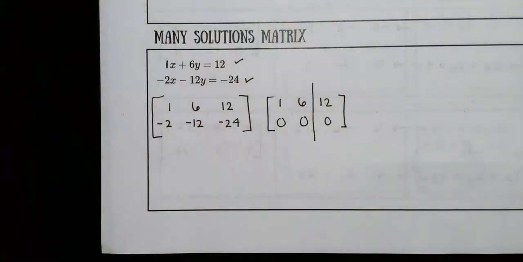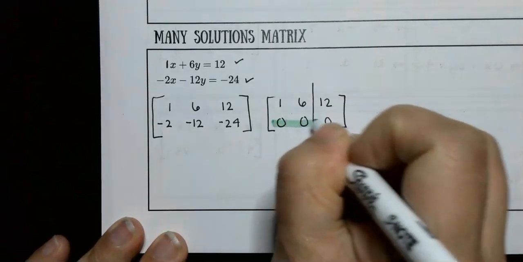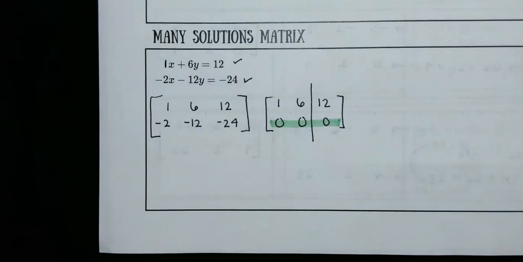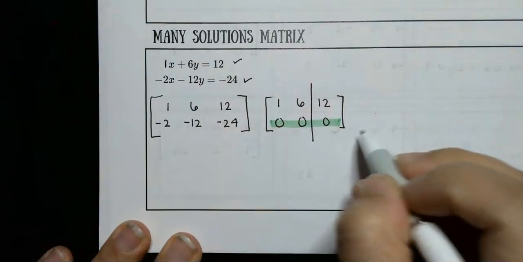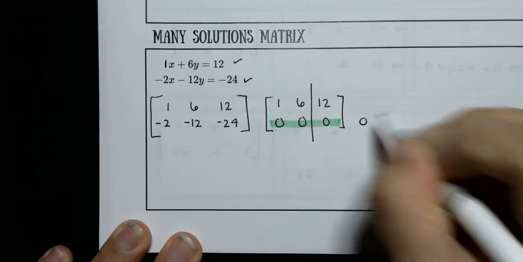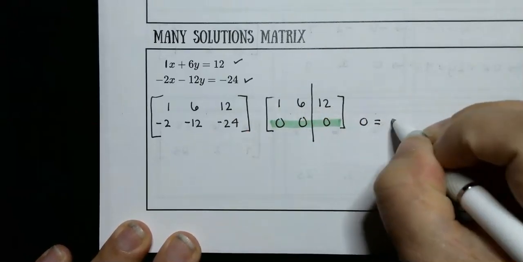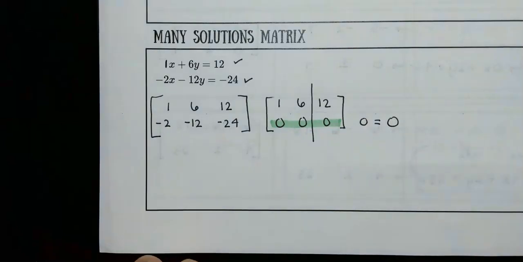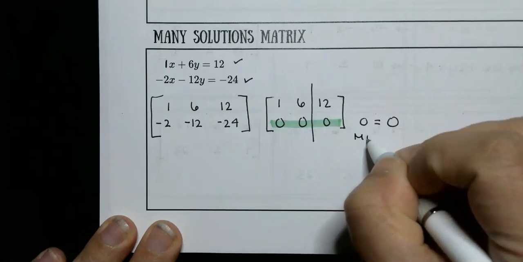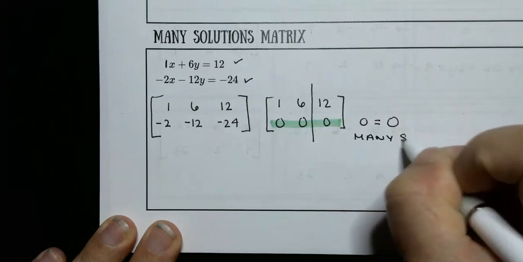So I'm going to ask you to go to the very, very bottom and notice that you have these right here. So when you get an output matrix and it has nothing but zeros at the bottom, we don't even care what these numbers are. You have zeros at the bottom, it automatically means that 0 is equal to 0. And that is a true statement, so we would say many solutions.